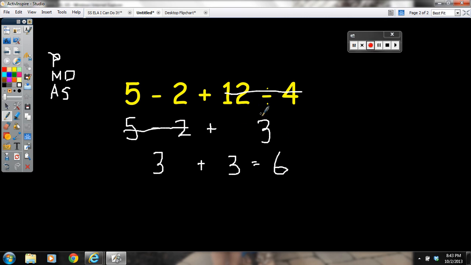Now, if we did not follow this order of operations, if we did 5 minus 2 first, which would be 3, and if we added the 12 after that, we would get 15. And we would have to take the 15 and divide that by 4. We're not going to get the right answer. It's not going to work out. That's why it's so important to make sure that we follow those order of operations. I'm going to show you another example.